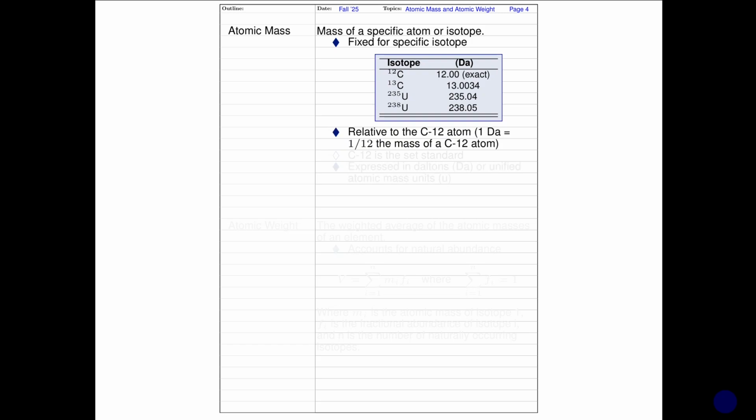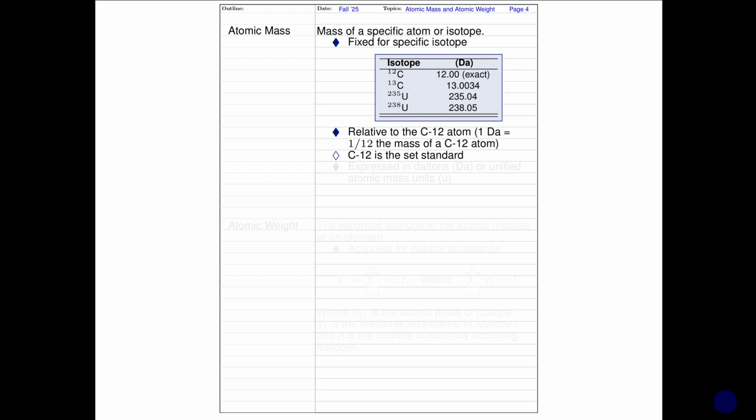The atomic mass of an atom is determined by comparing its mass to the mass of a carbon-12 atom, or more accurately, by comparing its mass to 1/12 of a carbon atom. Let me explain. Carbon is the standard. It is a reference point. A carbon-12 atom has an atomic mass of exactly 12 daltons. 1 dalton is 1/12 the mass of a carbon-12 atom.